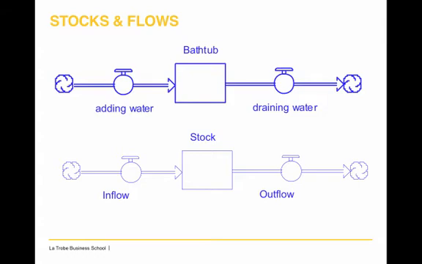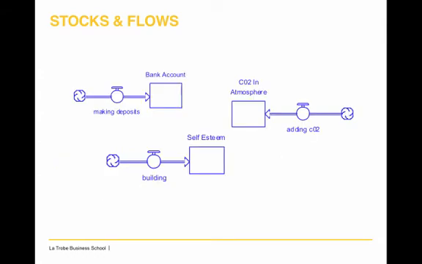So when you add water, the level rises. When you drain water, the level drops. So the stock represents the amount of water in the bathtub, and the inflow and outflow are represented by either adding or draining water. Here are some other examples of stocks and flows.